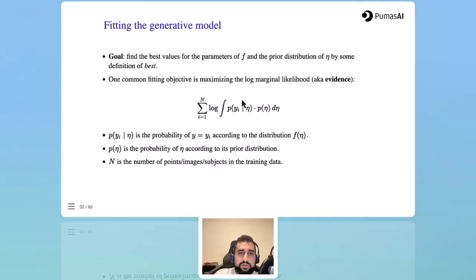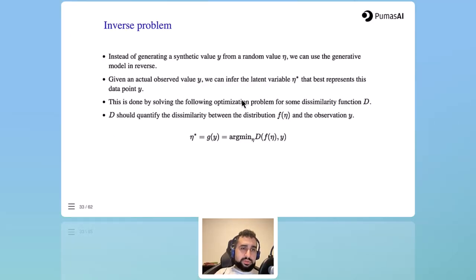And that's intuitively what the optimization algorithm is also trying to do in essence. Now, the third thing we can actually do with a generative model is what I call here solving the inverse problem. And the idea is that instead of generating some synthetic value for y from a random value for eta. So before, when we were generating data, we sampled eta first and then we got some synthetic y. In this case, we actually want to use the model in reverse.